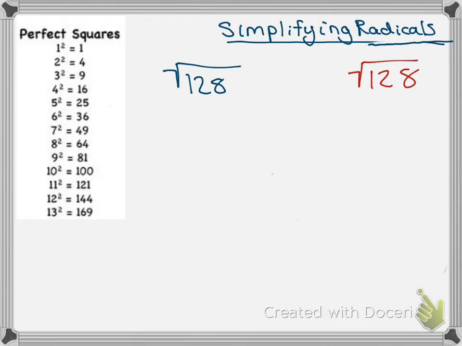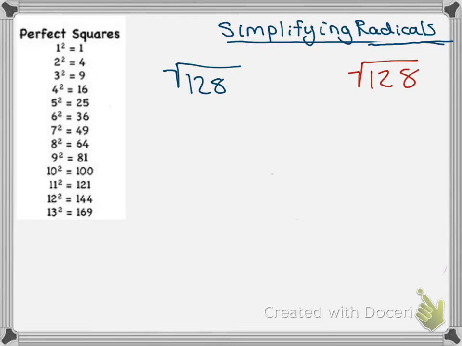So right here I have a problem. It's the square root of 128. And for just a second, ignore this. We will get to this in just a second. Just focus your attention on this problem right here. Square root of 128. First thing I notice when I look at a square root of 128 is that that number's even. And I know that because the last number is even. So I know that 2 will go into 128.